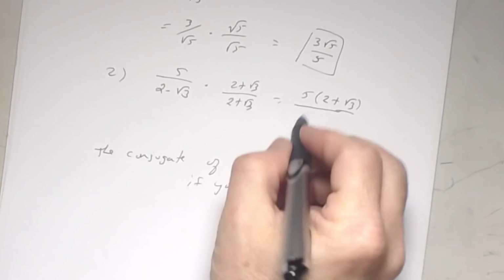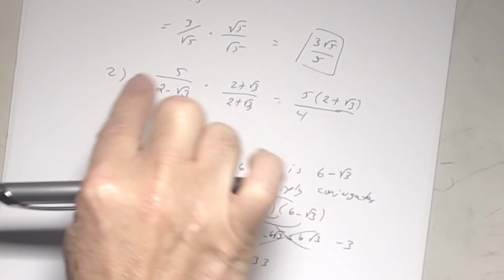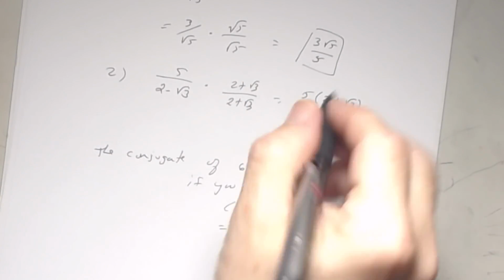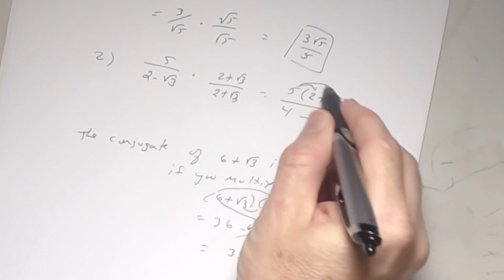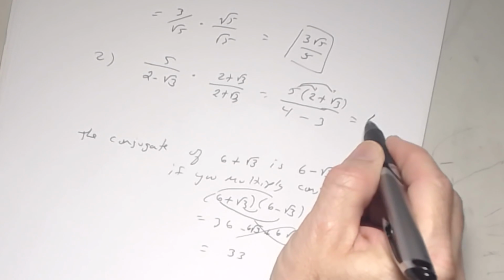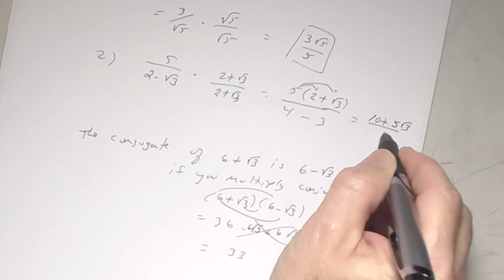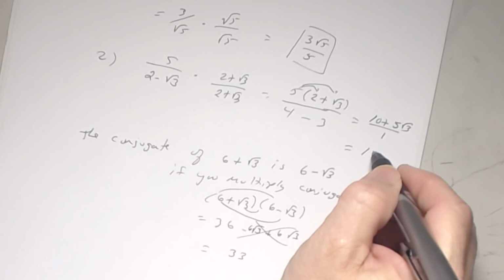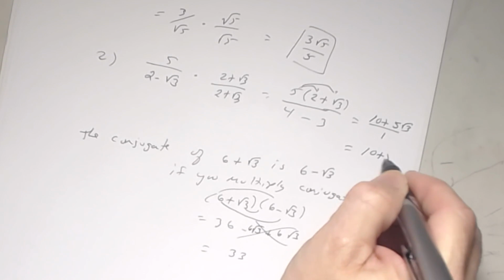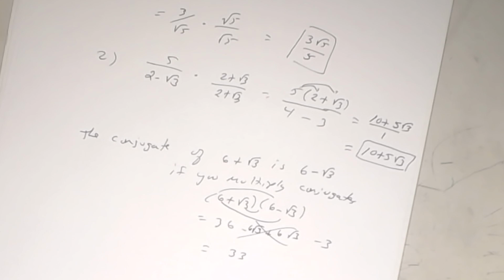So what's 2 times 2? 4. Okay, a negative times a positive is a negative. A negative times a positive is a negative. Negative 3. Square root of 3 times square root of 3 is 3. And so therefore, 1. Distribute here, you're going to get what? 10 plus 5 square root of 3 divided by 1, which is just what it is, the numerator, which is 10 plus 5 square root of 3. Okay? That will be your answer.